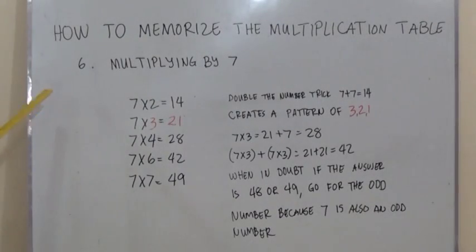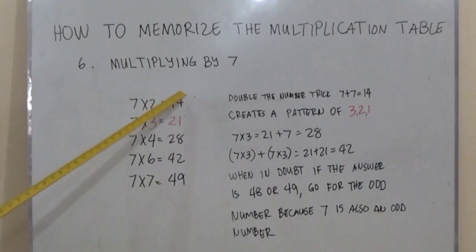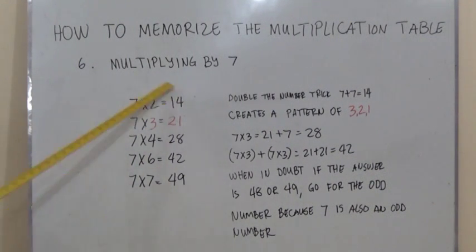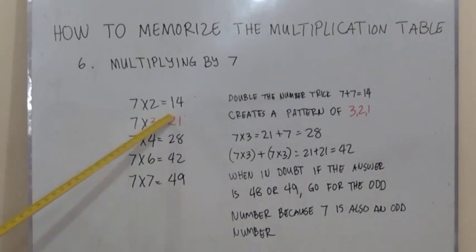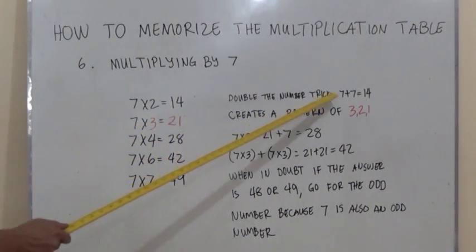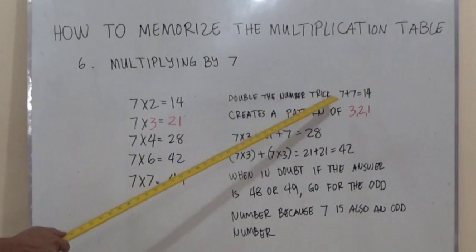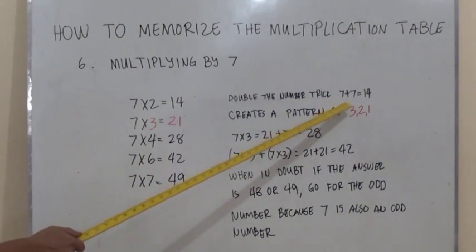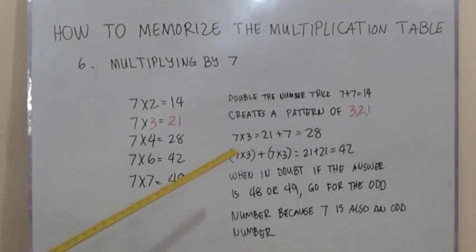Let us go to multiplying by 7. There are 5 combinations left here because the other 5 are already covered by using the commutative property of multiplication. 7 times 2 equals 14. Remember to double the number 7. Add the number by itself. So we add 7 by itself equals 14.